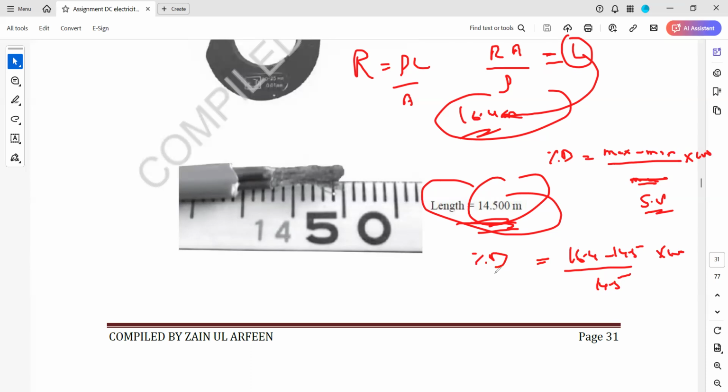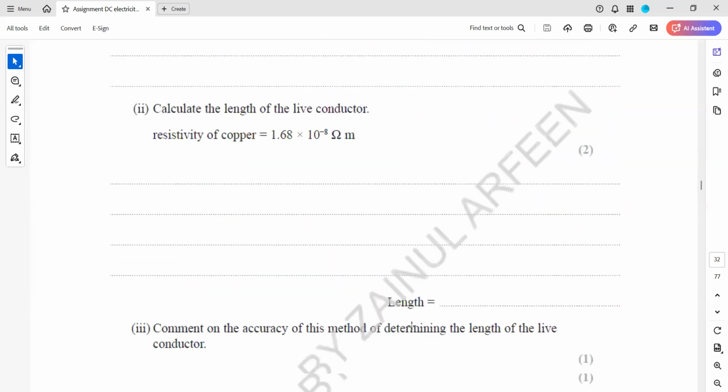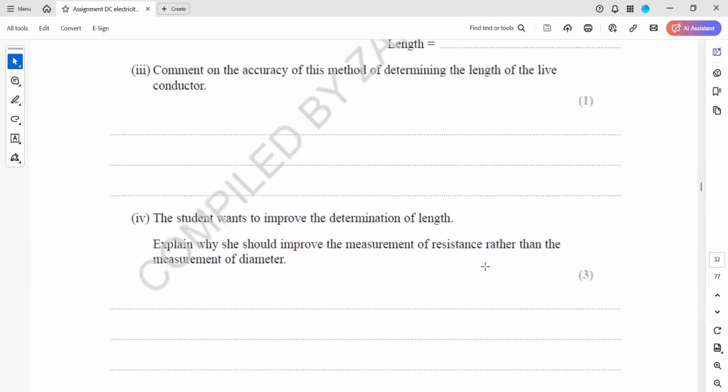What is the percentage difference? 16.4 minus 14.5 divided by 14.5 into 100. Why did I take the denominator as 14.5? So the answer is 12.8 or 13%. So 13% is the percentage difference. For an accurate result, the percentage difference should be 10% or less than 10%. So this is not an accurate method of measuring the length. It's only 1 mark, so we can just say the percentage difference between the two values is high. So this is not the accurate method.